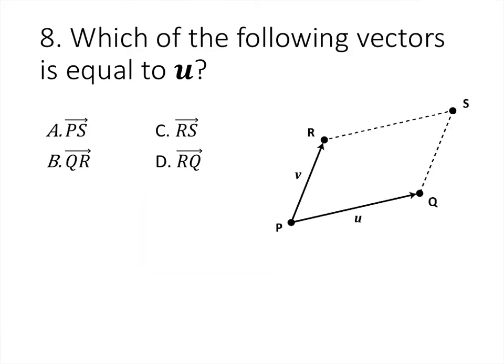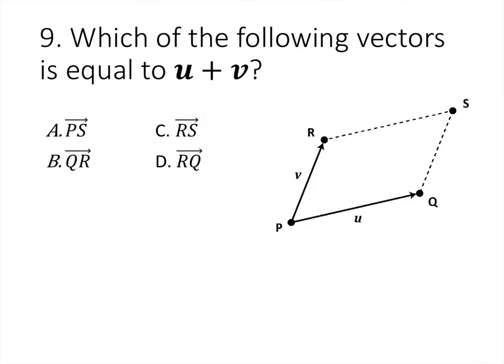For these next few problems, we've got this diagram and we're just asked to match up the vector that we're looking for with the vector that we're being asked about. So u is the vector from p to q, and that's going to be the same vector as the vector from r to s. Remember that the position of the vector doesn't matter, only the direction and the length, and so that's option C.